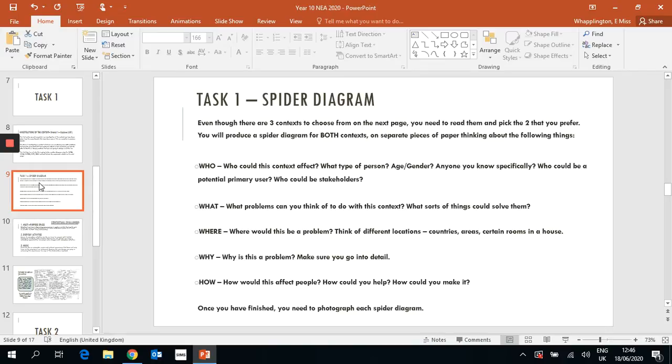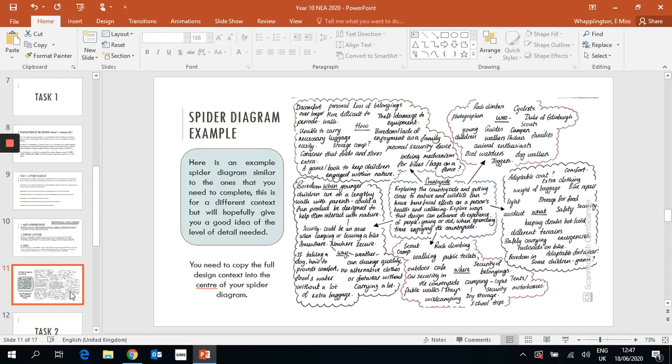So we think about who could the context affect, so what type of person, are they male, female? Could it be anybody you know specifically, potential primary user? Who could be the stakeholders? We look at what problems could be to do with that context and what sorts of things could solve them. Where that problem might exist, so different locations, countries, areas, certain rooms in a house. Why is it a problem? And how would it affect people? How could you help? How could you make something to help? Okay, so I'm not specifically asking you to come up with a product yet or anything like that.